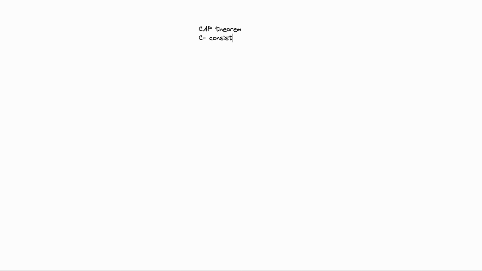C for consistency, A for availability, and P for partition tolerance. So what does it mean? What is C, what is A, what is P?